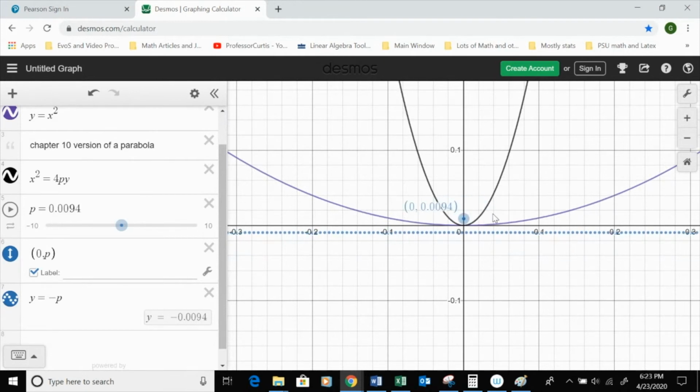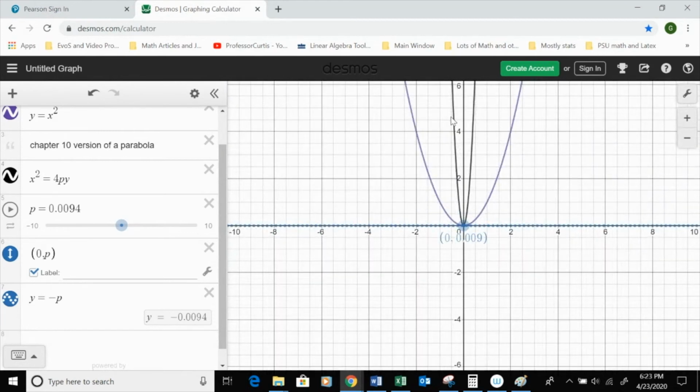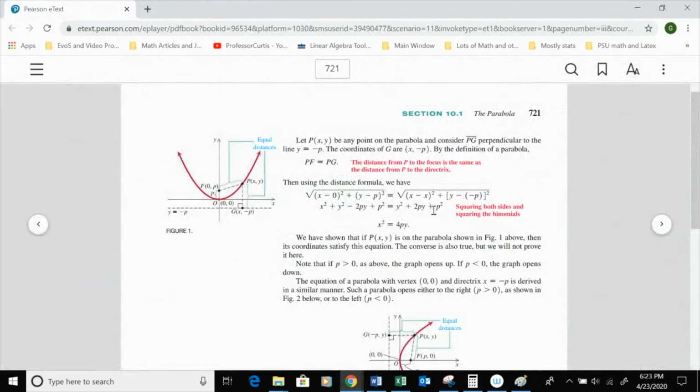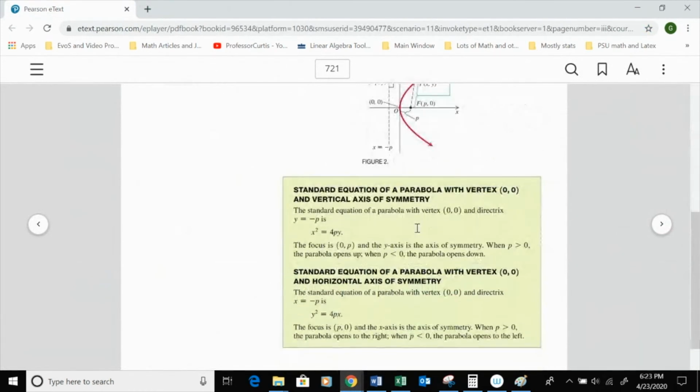Yeah, there you go. That's pretty tight. And if we zoom back out to our normal scale, oh yeah, that's a tight, skinny little thing, because the p-value is so small: the focus is so close to the vertex and the directrix is so close to the vertex. They're the same distance. So we did this stuff and we got x squared equals 4py. And there it is, the standard equation.